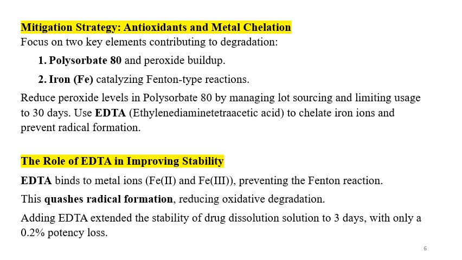So a mitigation strategy can be finding out the key elements contributing to degradation: polysorbate 80 and peroxide buildup, and iron catalyzing Fenton type reactions. Reduce the peroxide levels in polysorbate 80 by managing lot sourcing and limiting use to 30 days. Use ethylene diamine tetraacetic acid, that is EDTA, to chelate the iron ions and prevent radical formation so that the degradation can be prevented. EDTA binds to metal ions and prevents the Fenton reaction.